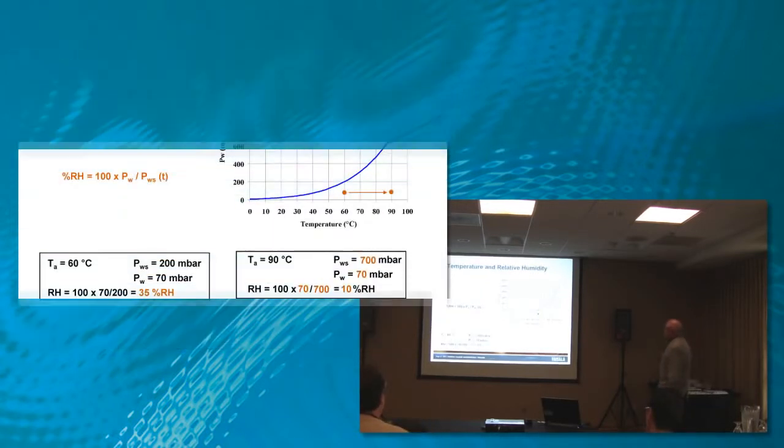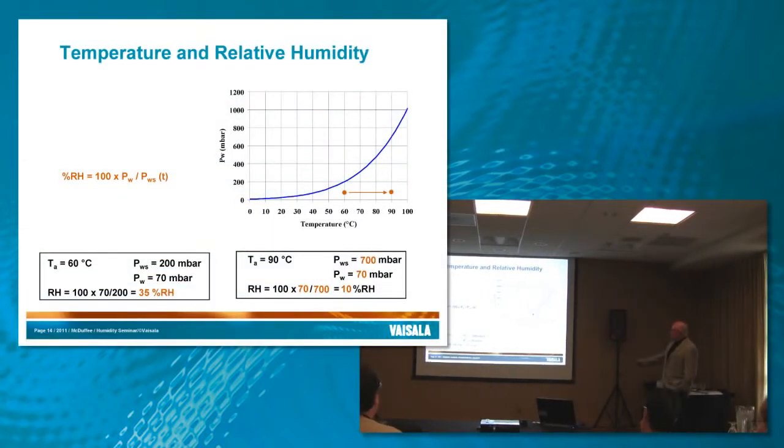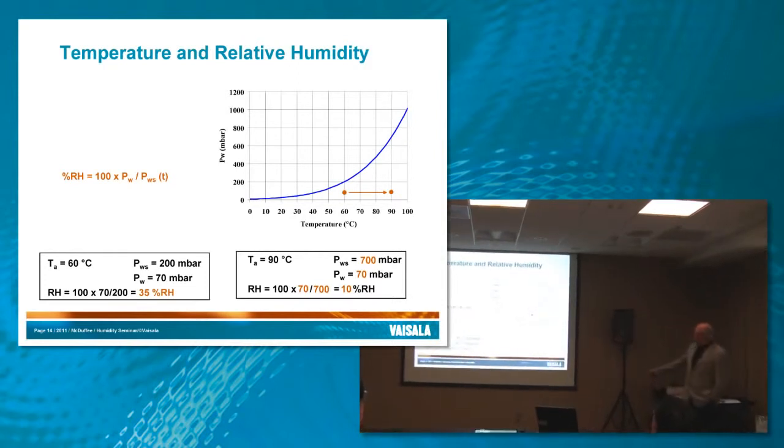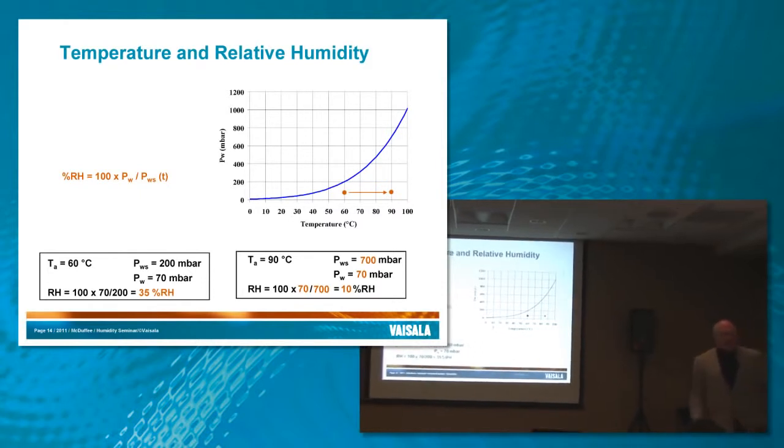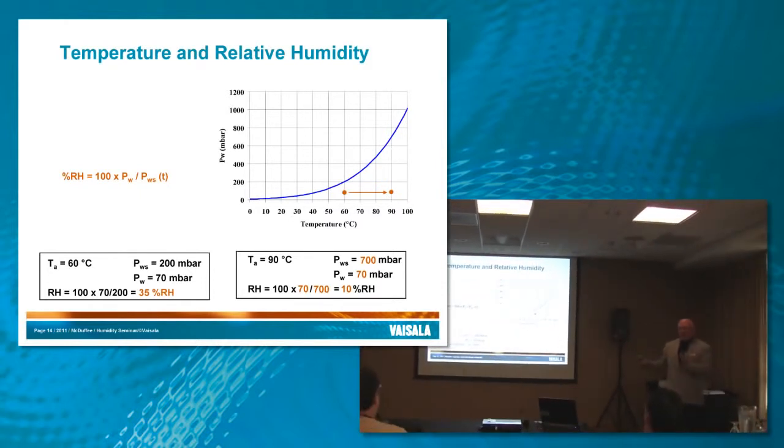So let's look at an example. Say we have this point here, 60 degrees C. We've got a measured amount of 70 millibars for PW. We have 200 for PWS. And we're going to take this air, we're going to heat it up from 60 degrees to 90 degrees. So let's see what happens to it.